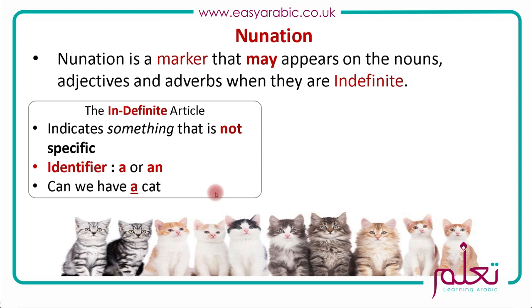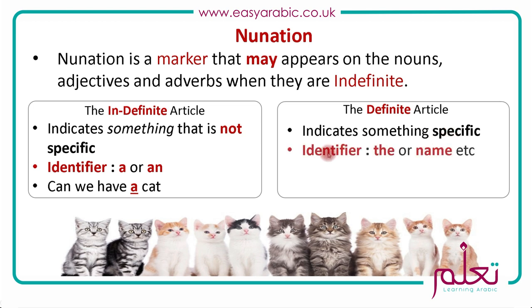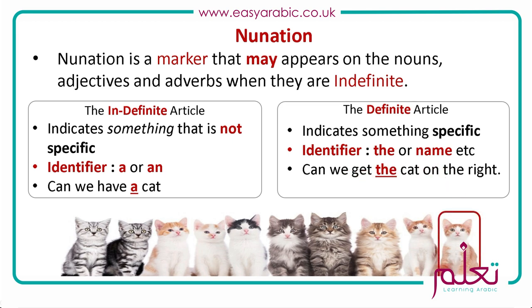When we want to be clear, it's referred to as the definite article. Here, it indicates something specific. The identifiers used are the, or a name, or some features of the object, person, or thing that we want. So, can we have the cat on the right? Here we've been very specific about which cat we want.